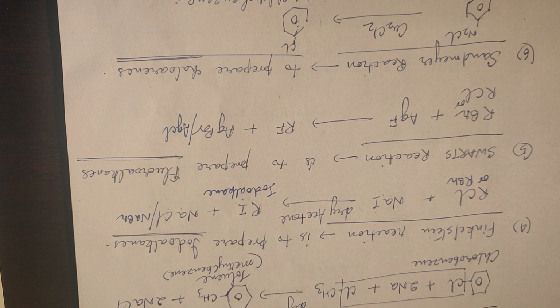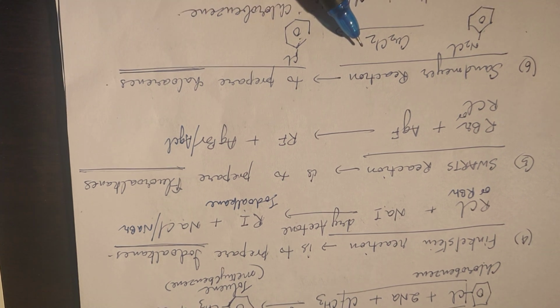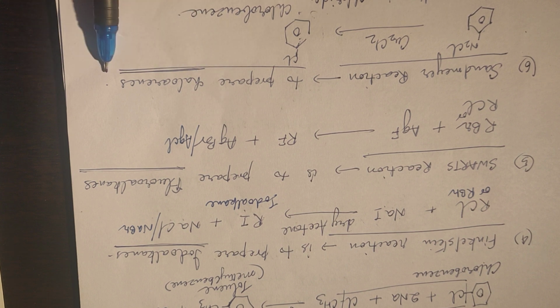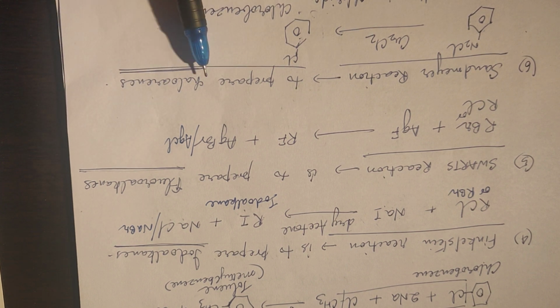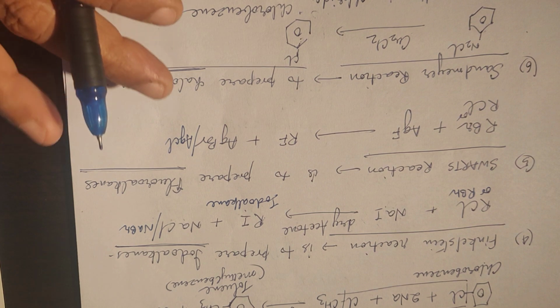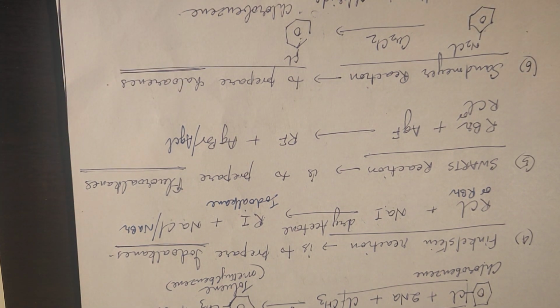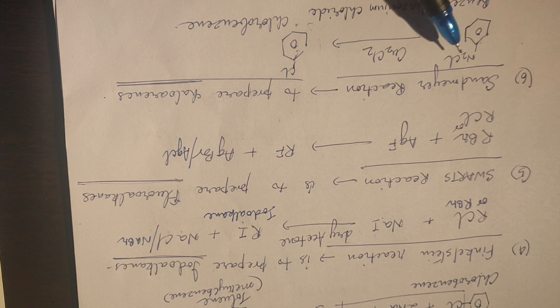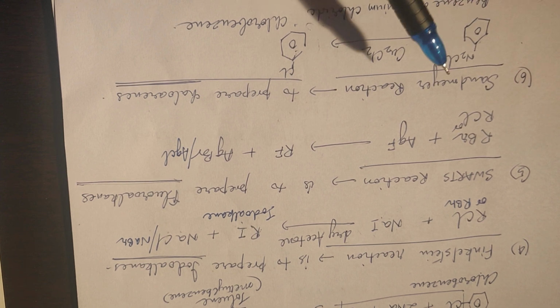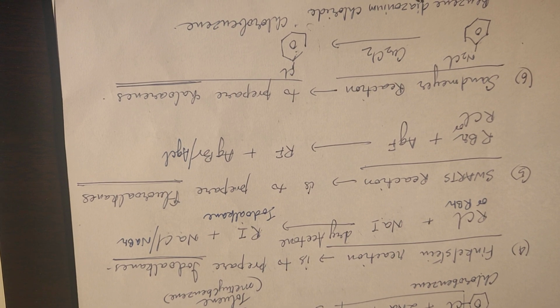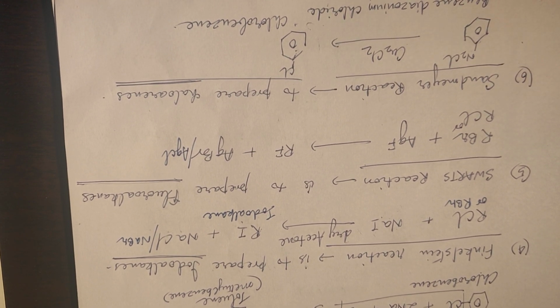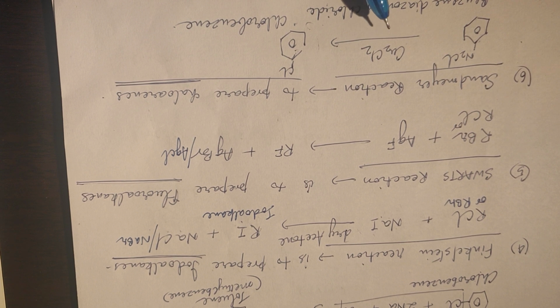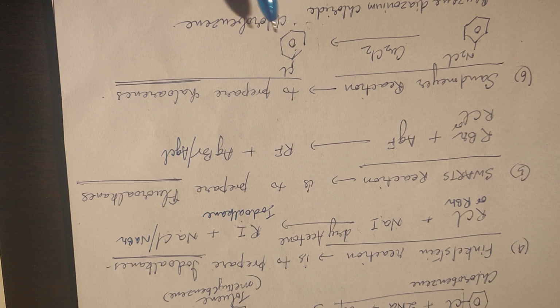Then the next one is Sandmeyer reaction. Sandmeyer reaction is to prepare haloarenes. Haloarenes means halogen atom attached to the benzene ring. So here you start with benzene diazonium chloride. Azote means nitrogen in Greek. So here diazonium chloride because there are two nitrogen atoms. In the presence of Cu2Cl2, you will get chlorobenzene.